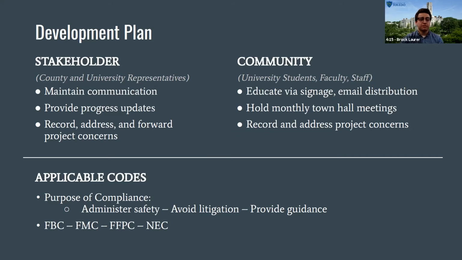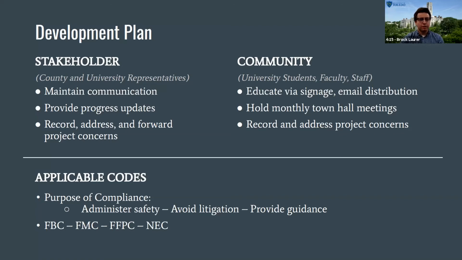The second group is what we'll refer to as the community. This includes university students, faculty, and staff. And like with the stakeholders, we hope to maintain communication with the community by means of signage on campus and email distributions to discuss the project's importance, as well as the impact that it will have on the UCF campus. Additionally, we plan on holding monthly town hall meetings on campus to discuss our progress on the project with the community, and be open to record and discuss any questions and concerns.